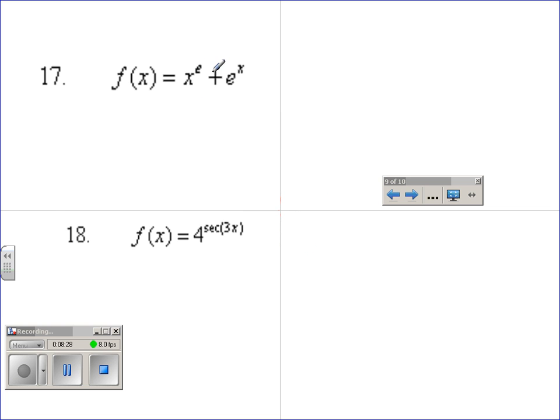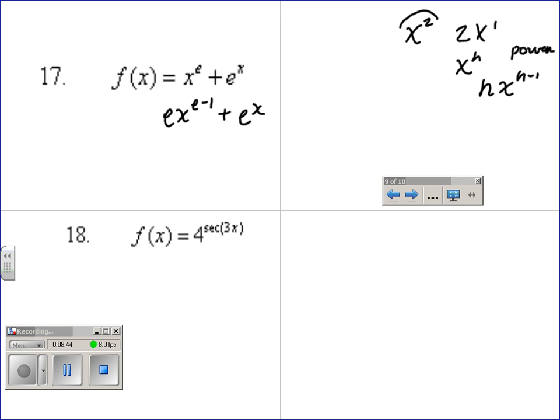Okay, x to the e. Now think about this. X to any power, you bring down the power, lower the exponent by 1. X to the n, the derivative will be n x to the n minus 1. That's the power rule. So this is x to the e, so it'll be e x to the e minus 1, plus the derivative of e to the x, e to the x.